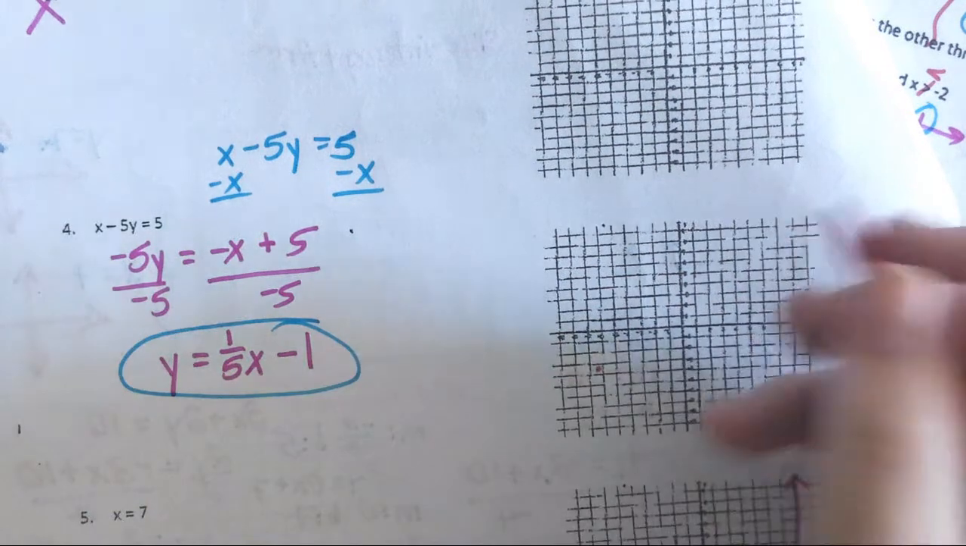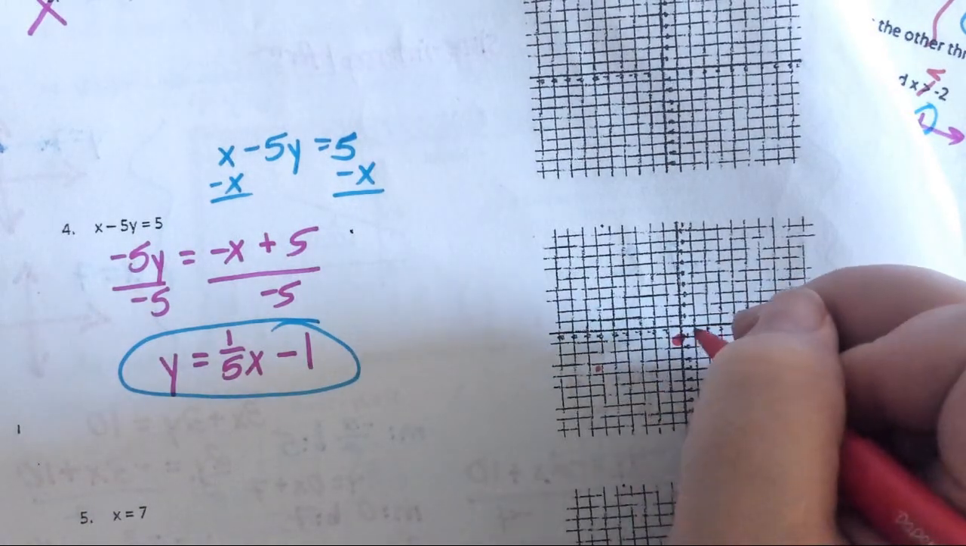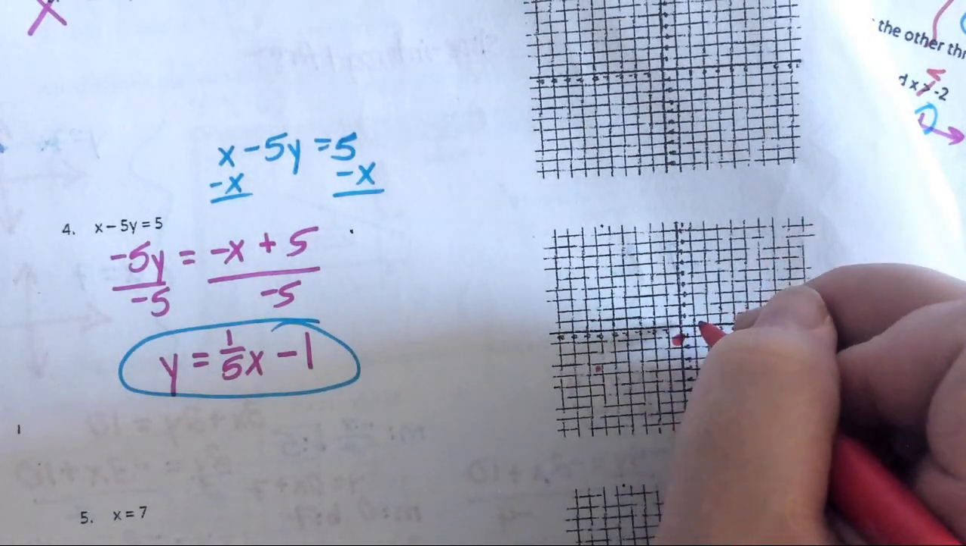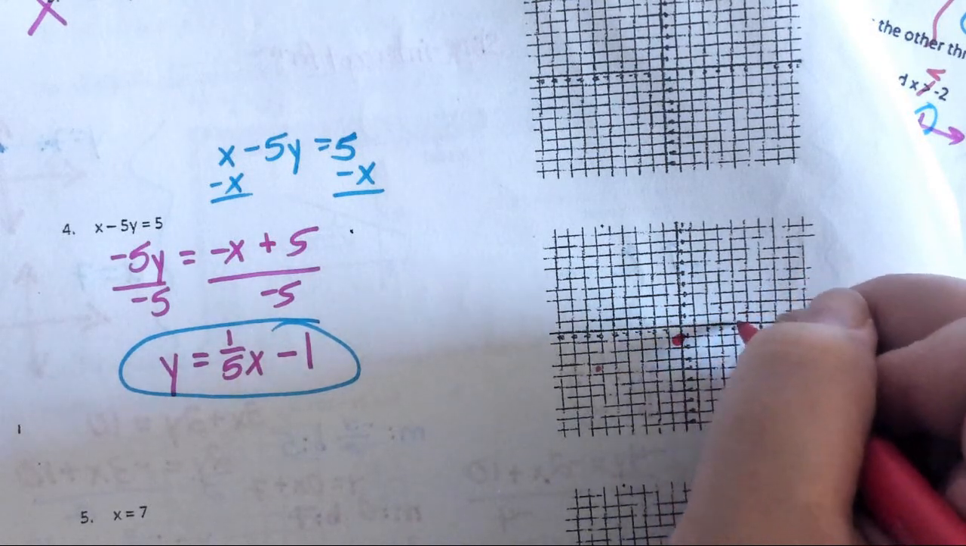Okay, well then I'm going to put my intercept at -1, and my slope is 1/5, so I'm going to go up 1 over 5, up 1 to the right 5. 1, 2, 3, 4, 5.